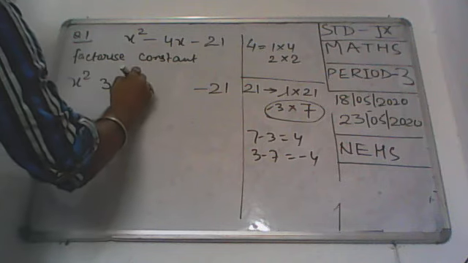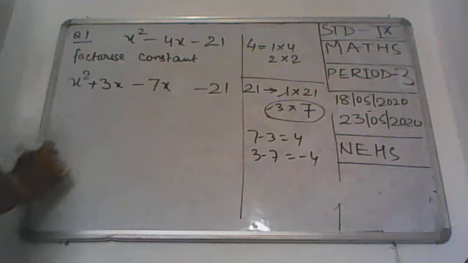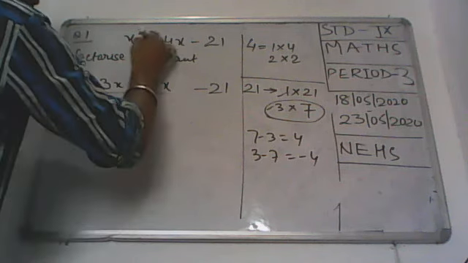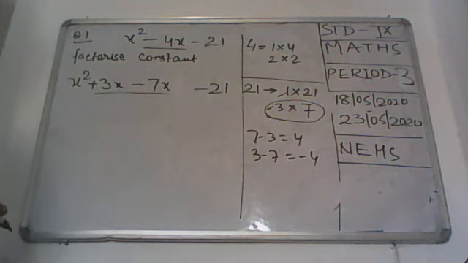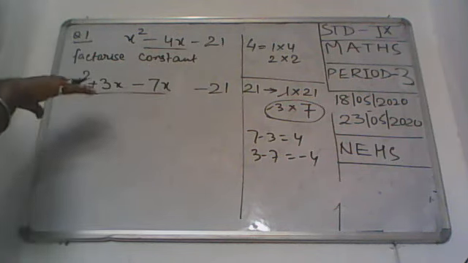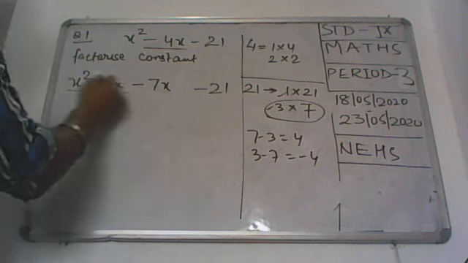So that means I need 3x minus 7x. This is a plus sign here. Now tell me one thing: this whole term and this is the same only. Yes, it is the same. So now you will use the grouping method. Now in these two, this is group 1.